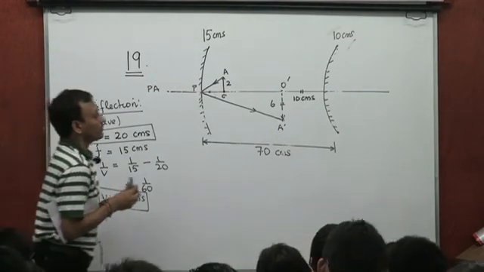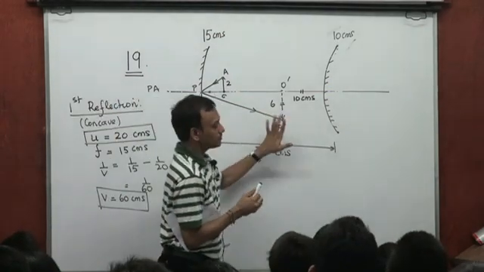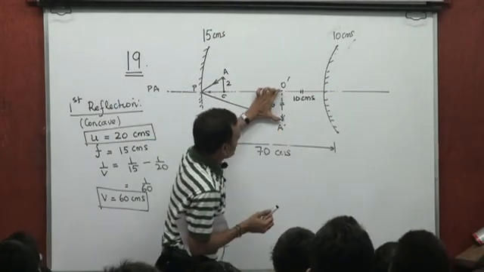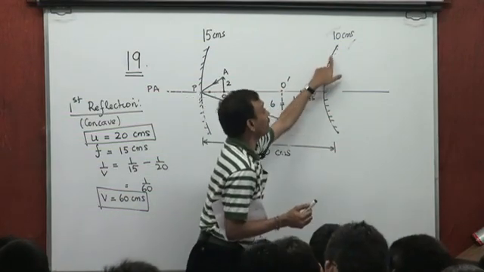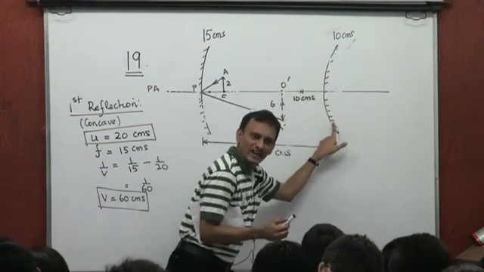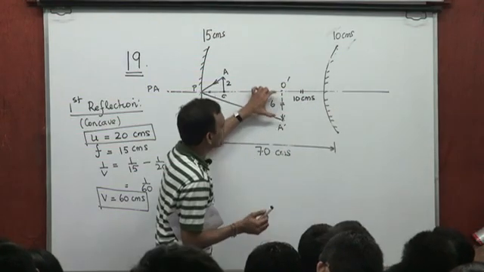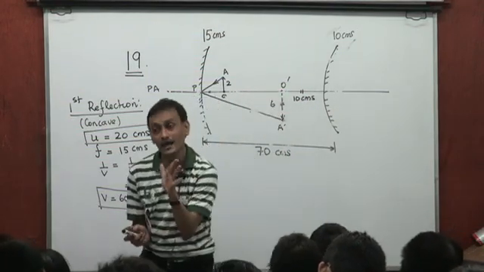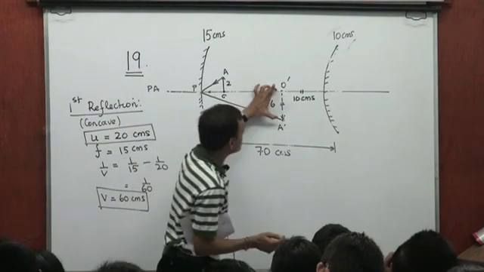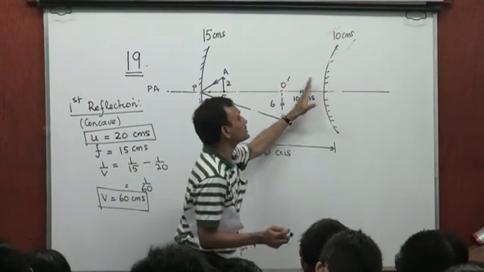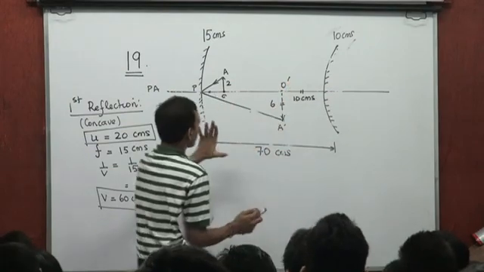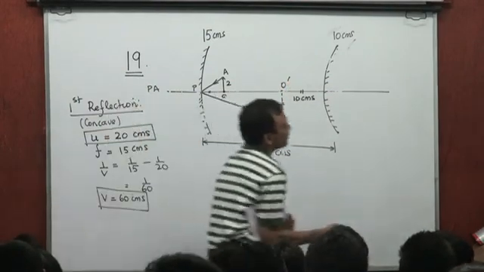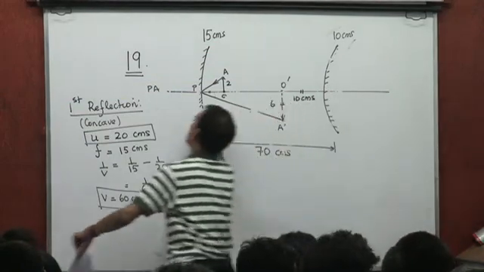Now, forget whatever has happened. O prime A prime is the new object. O prime A prime is the new object for reflection to occur on the convex mirror. For reflection to occur on the convex mirror, the new object is O prime A prime of size 6 centimeters located 10 centimeters in front of the convex mirror. Right? So now, forget whatever happened in the past.